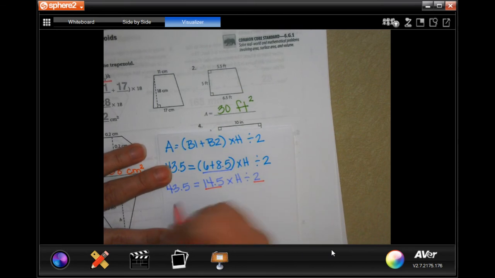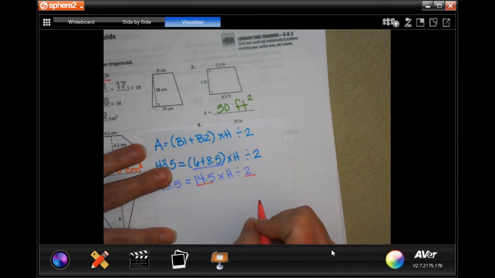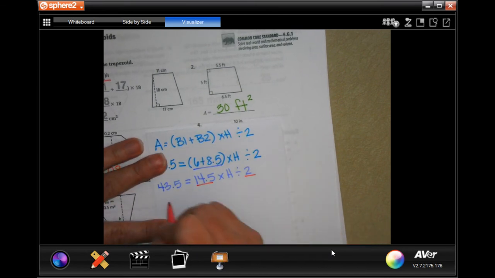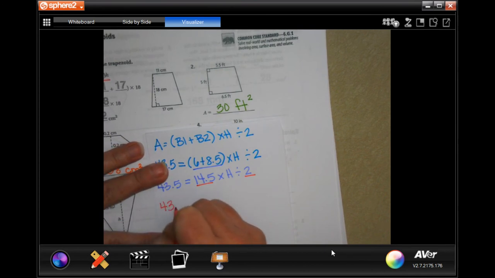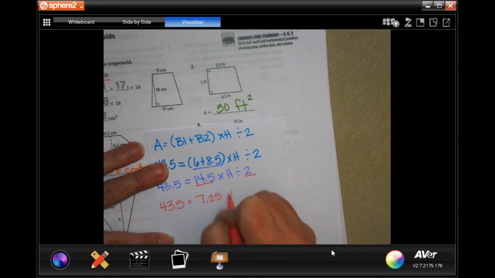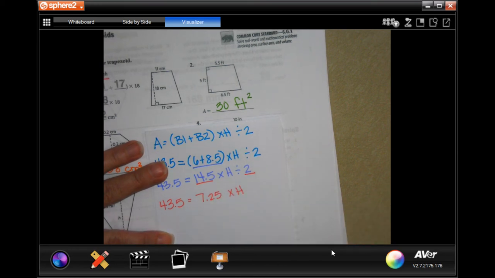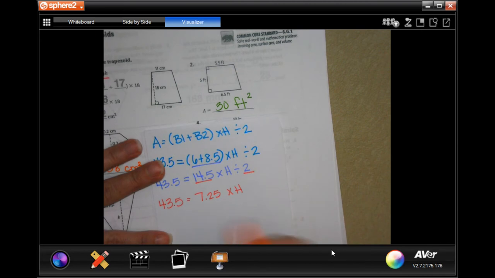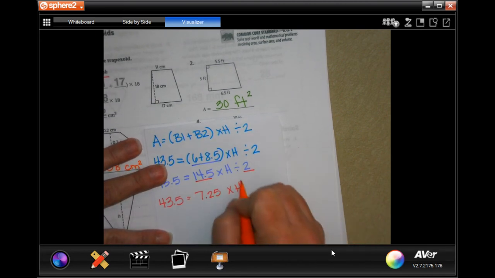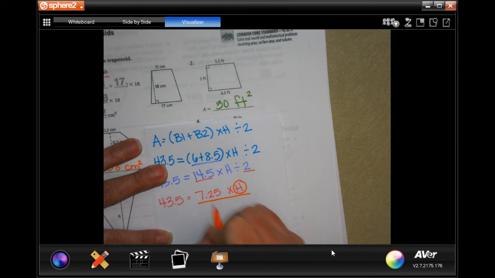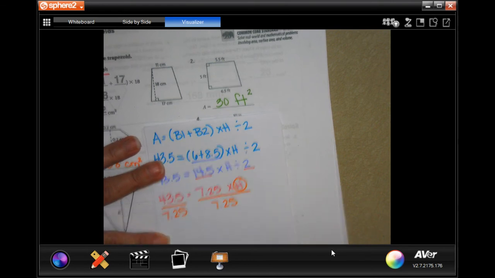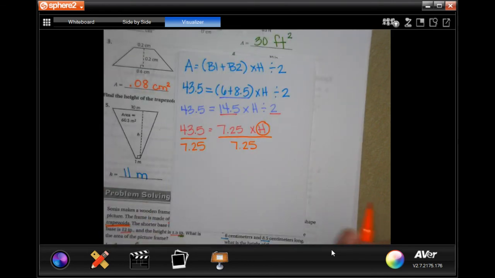You guys can absolutely do out the math if you need to the long way. I'm going to say 43.5 equals 7.25 times h. Now, to get h alone, I need to do the opposite of multiply, which is divide, and I'm going to do it by that number. So I'm going to divide.